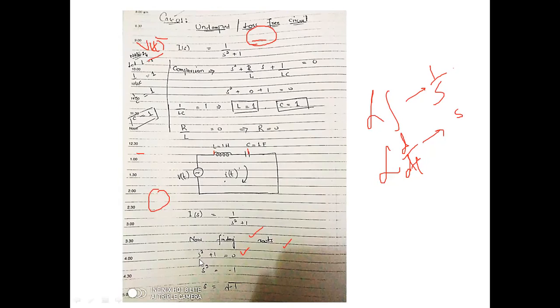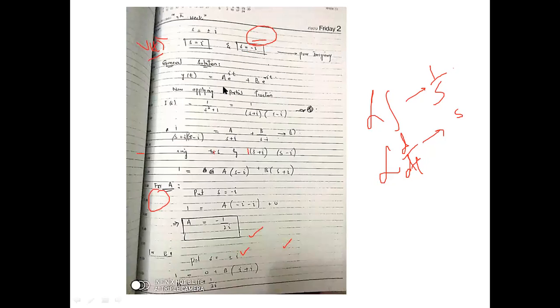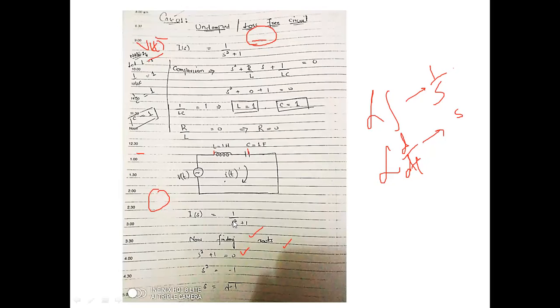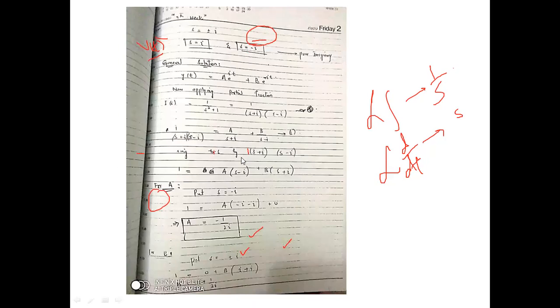Now finding the roots, s square plus 1 is equal to 0, s square is equal to minus 1, s is equal to the square root of minus 1. So solving the square root, you will get iota, the imaginary term, plus minus iota: s is equal to iota, and s is equal to minus iota. Two roots because the degree of s is 2. Now the generalized equation is A e raised power lambda 1 t plus B e raised power lambda 2 t, where lambda 1 and lambda 2 are the roots.